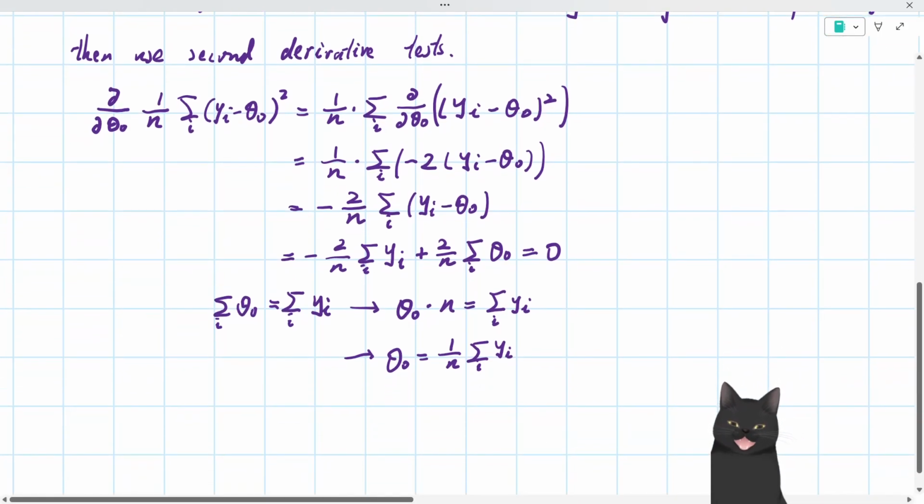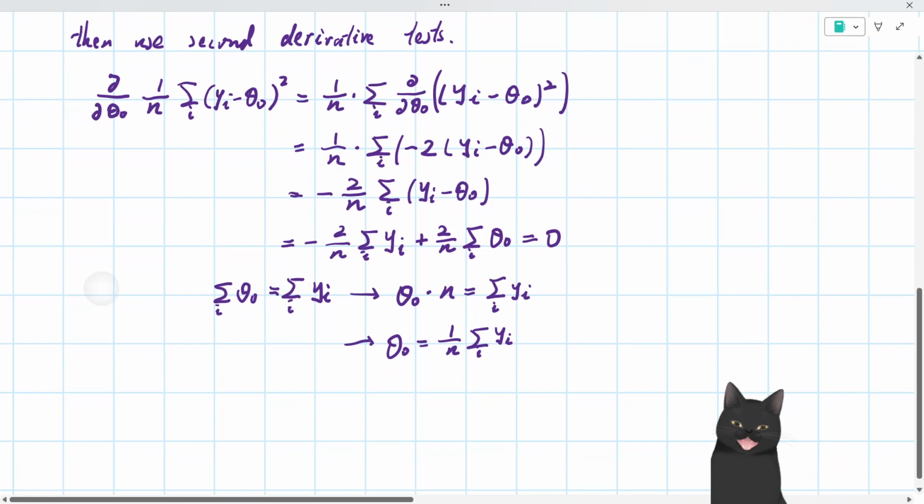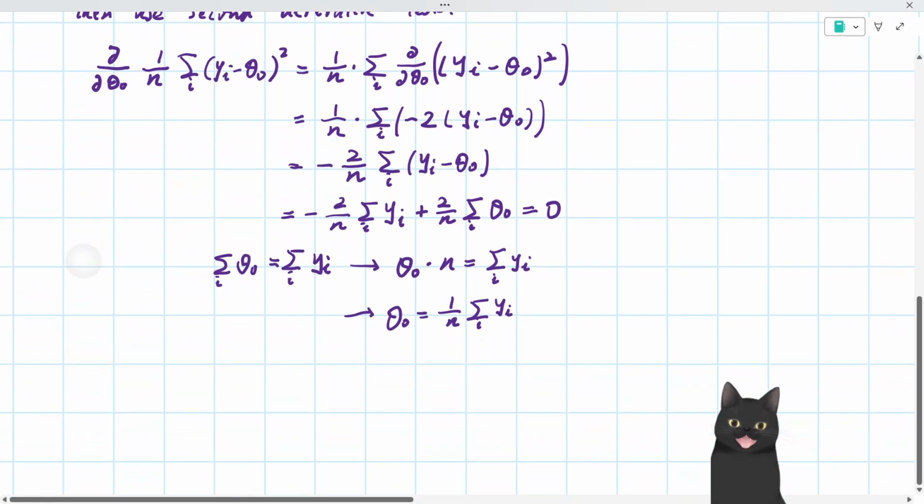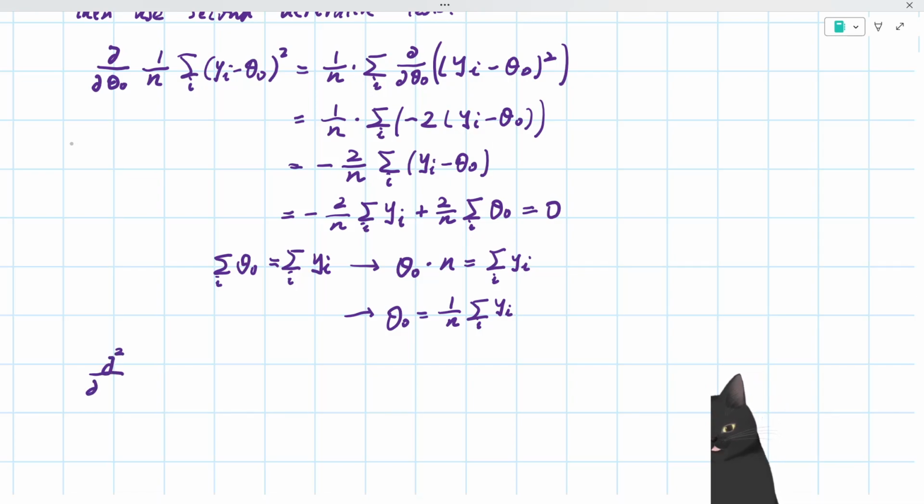So we find one critical point. Now we must test whether this critical point is actually a maximum or a minimum. The way we can deal with it is to take the second order derivative of our loss function with respect to theta naught. I was at a loss for words. And this we can do by taking the derivative of its first order derivative, which we have computed already.